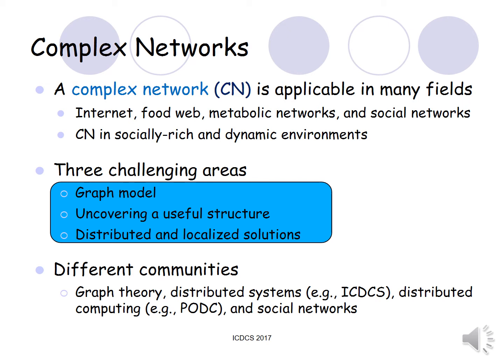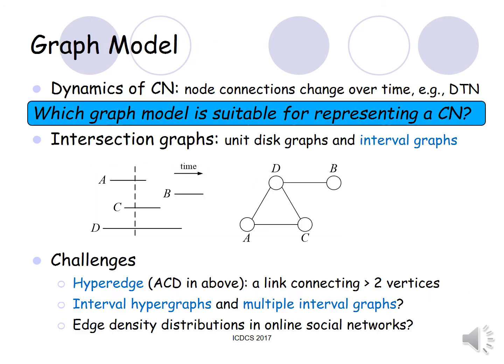Today we'll talk about three challenges associated with complex networks. The first one is a graph model. The second is uncovering useful structure in a graph model. Then the distributed and localized solutions. When I talk about each challenge, I want to relate work in four different communities: graph theory, distributed systems, distributed computing, and social networks.